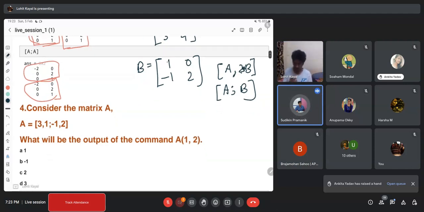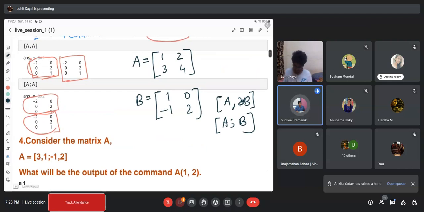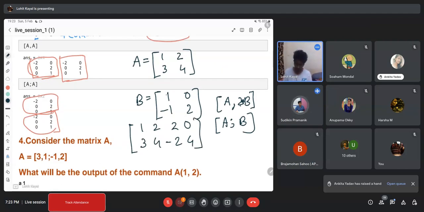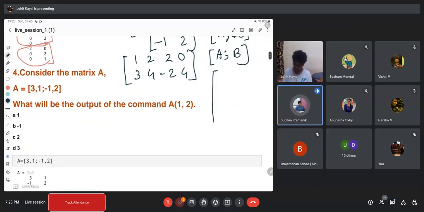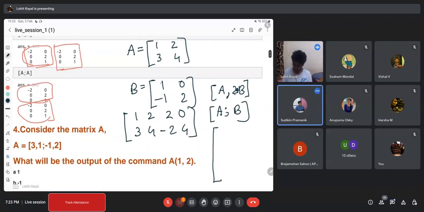So the first answer, A comma 2 star B, will give us 1 2 2 0 3 4 minus 2 and 4. Right. And the second one, A comma B, will give us 1 2 1 0 and 3 4 minus 1 and 2. Right.